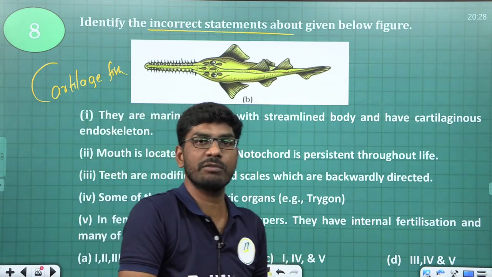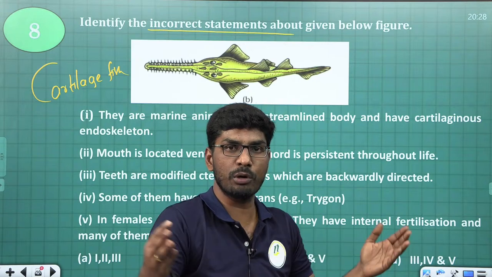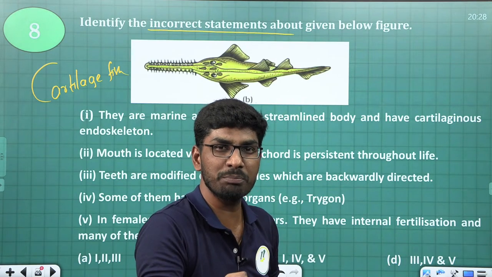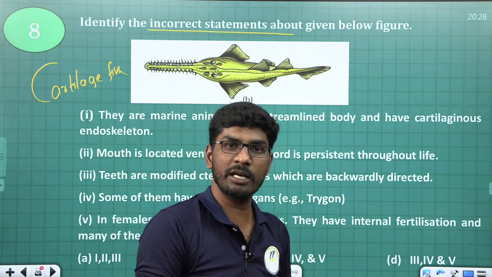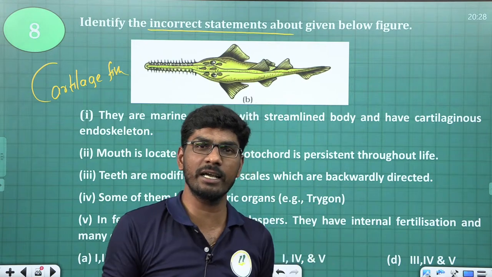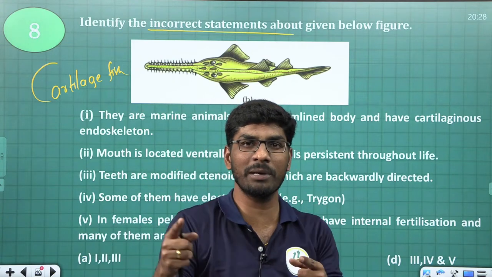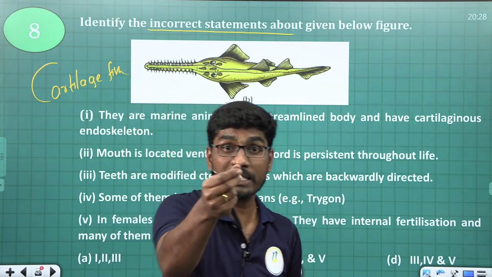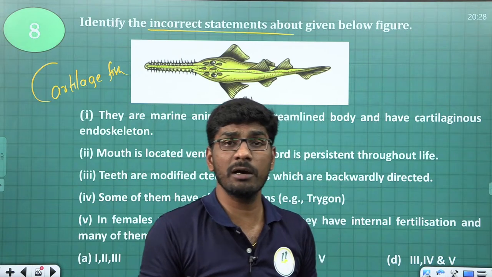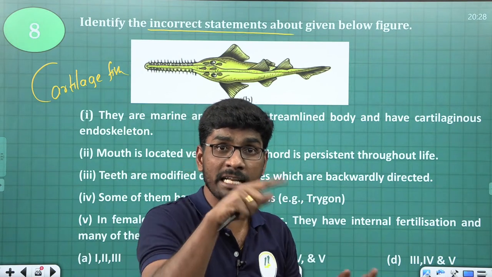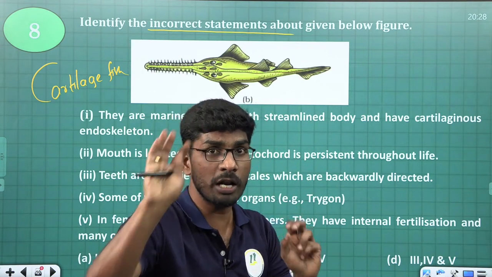Chondrichthyes fish characteristic features we already learned. Notochord persists throughout life. They have strongest jaws and are predators. Placoid scales are there. Operculum absent. Naked gills are there. Heterocercal caudal fin. Air bladder absent. Clasper is there, that is the male copulatory organ, internal fertilization, oviparous. These are all the characteristic features.